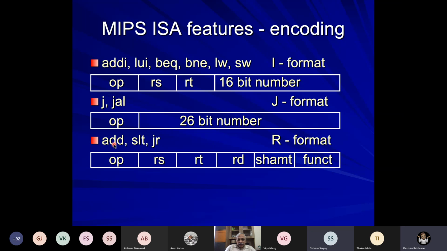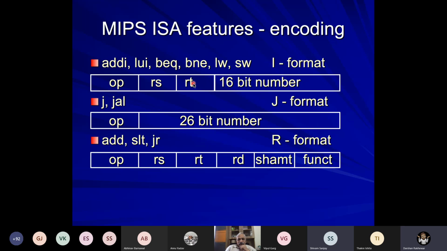So instructions like add, SLT, jump on register, they are all following R format. This shift amount field is used by shift instructions. So there are separate instructions to perform shift, unlike ARM where shift is part of the DP instruction. Here separate instructions are there for shifting, and those instructions use this field, otherwise this is not used.